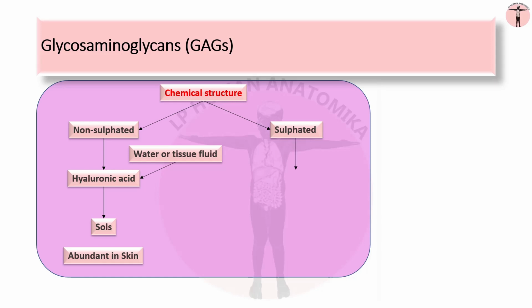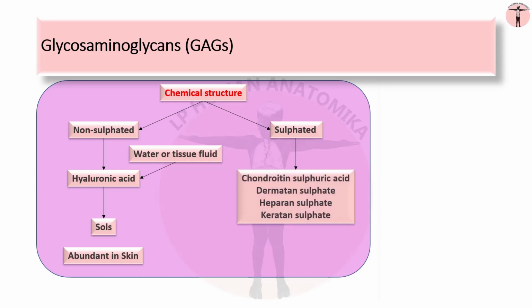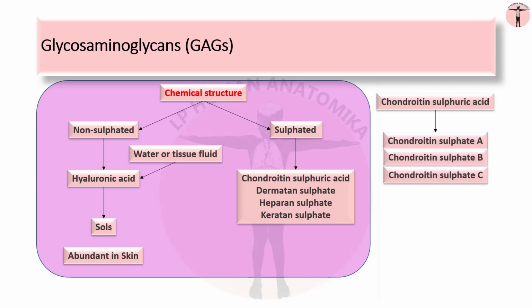Sulfated type includes chondroitin sulfuric acid, dermatan sulfate, heparan sulfate, and keratan sulfate. Chondroitin sulfuric acid presents 3 principal types: chondroitin sulfate A, B, and C. They impart cohesiveness to tissue and keep the ground substance in the form of gels. It is abundant in cartilage.